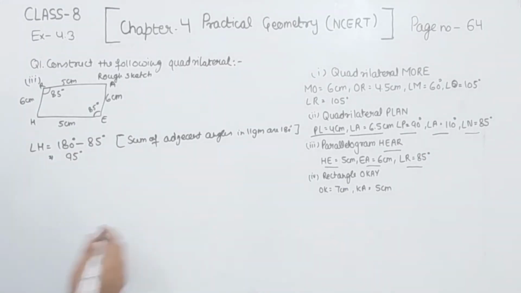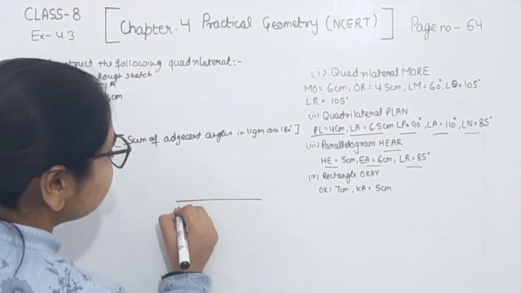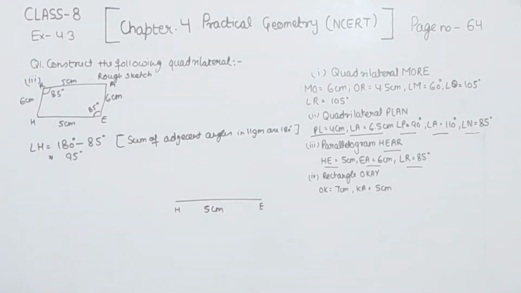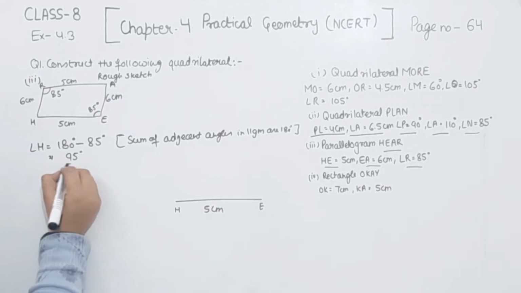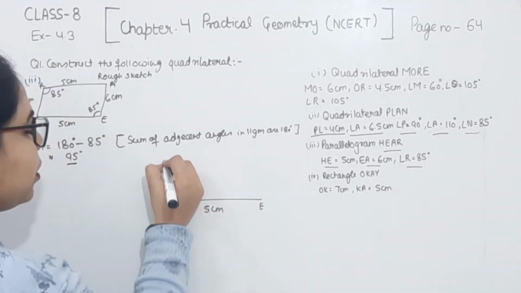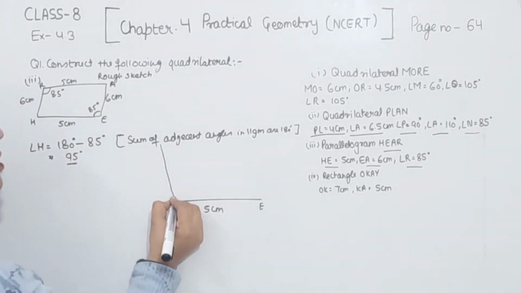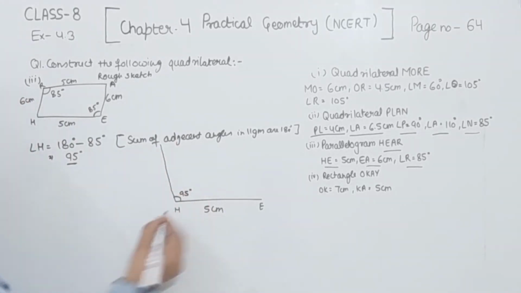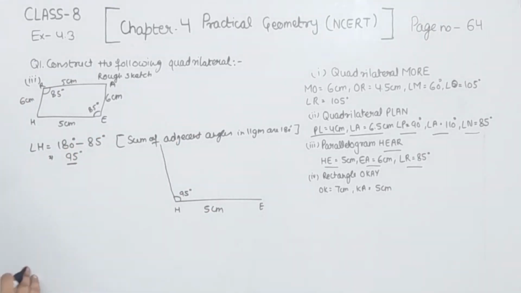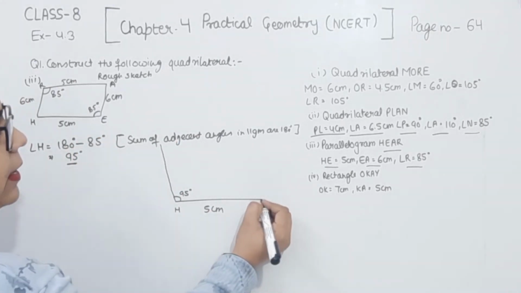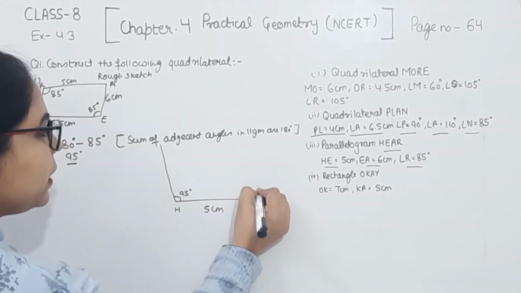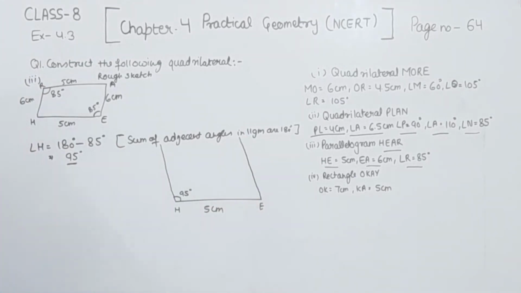First of all, we are going to take HE as equal to 5 centimeter. Now I am going to draw the angle H as 95 degree. So we are going to draw this one with the help of D. This one will be the angle of 95 degree. Now the angle E is 85 degree. So we are going to construct the angle 85 degree at the point E. So this is the 85 degree we are having.